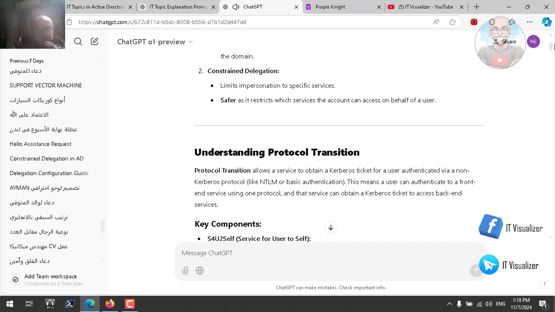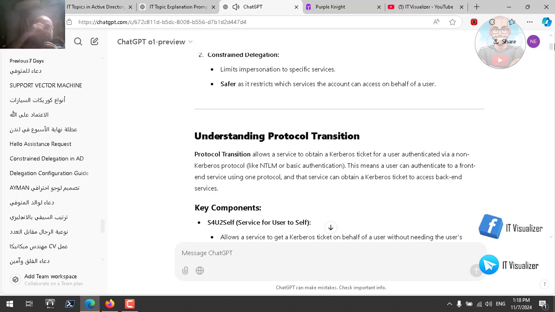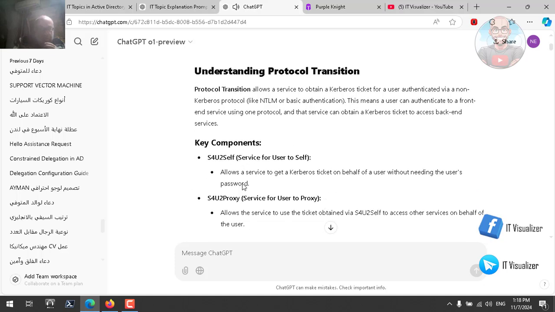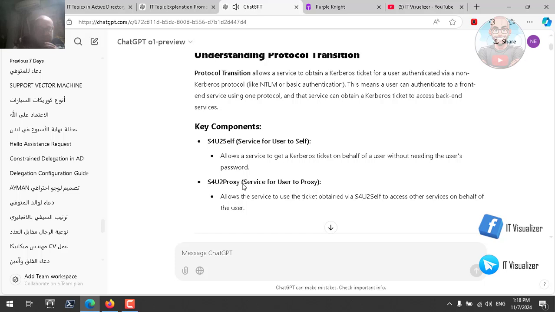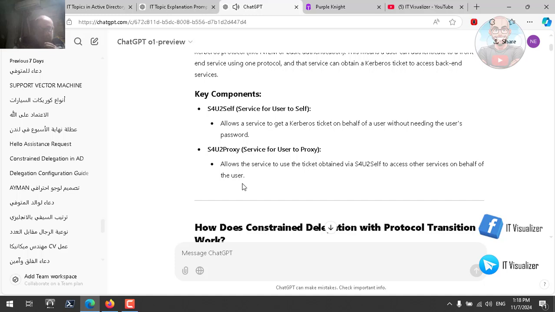Understanding protocol transition. It allows a service to obtain a Kerberos ticket for a user authenticated via a non-Kerberos protocol like NTLM or basic authentication. This means a user can authenticate to a front-end service using one protocol, and that service can obtain a Kerberos ticket to access back-end services. Key components: S4U2Self, service for user to self, allows a service to get a Kerberos ticket on behalf of a user without needing the user's password. S4U2Proxy, service for user to proxy, allows the service to use the ticket obtained via S4U2Self to access other services on behalf of the user.